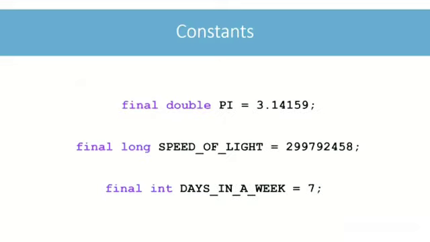Here are a few examples. In the first example, we declare pi as a constant of type double and assign a value of 3.14159 to it. Similarly, in the next two examples, we declare speed of light and days in a week as constants of type long and int respectively and assign them appropriate values.